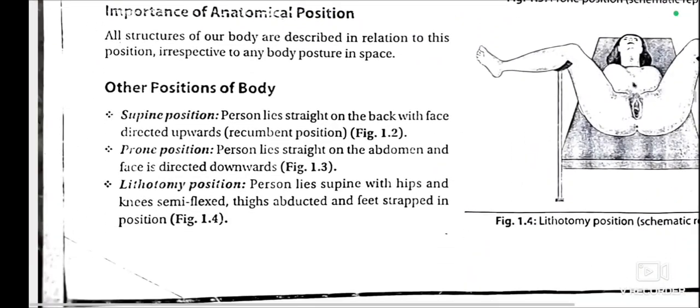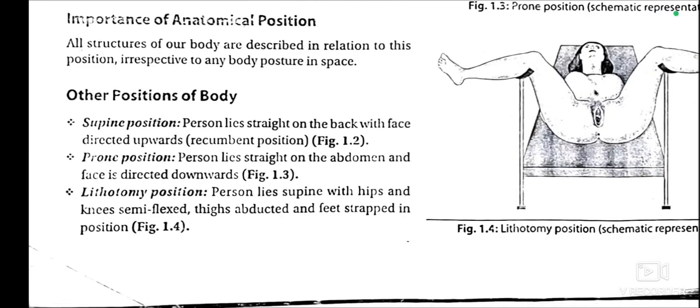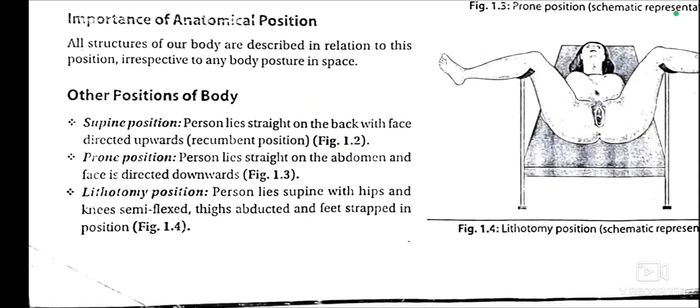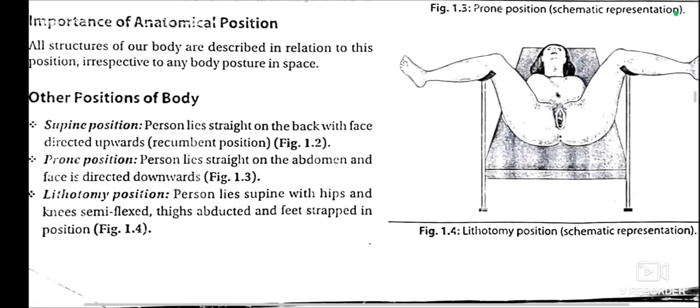And the next position is the lithotomy position. Lithotomy position: a person lies supine with the hips and knees semi-flexed, thighs abducted, and feet strapped in position. The knees are semi-flexed, not fully flexed, and the thighs are abducted. I will explain flexion and abduction in an upcoming video. You can see the lithotomy position.